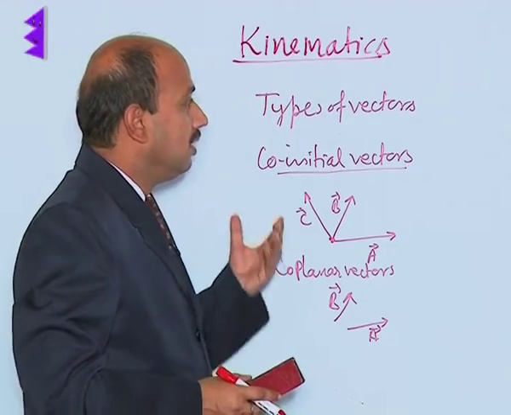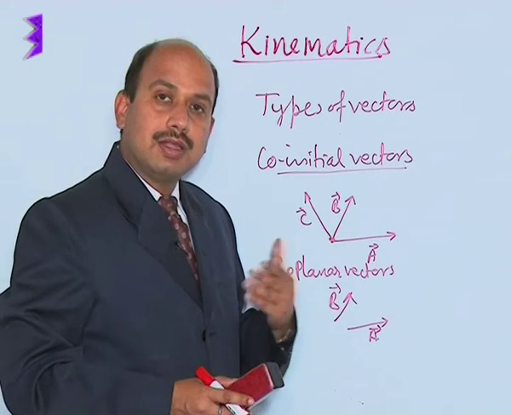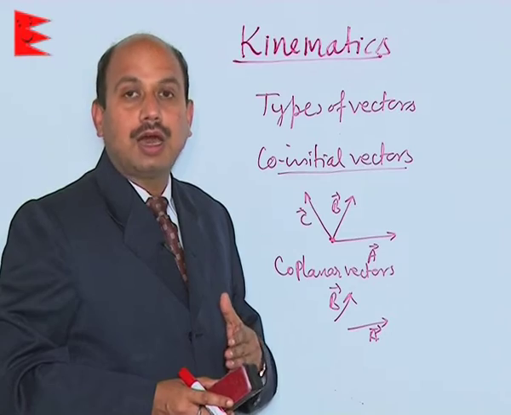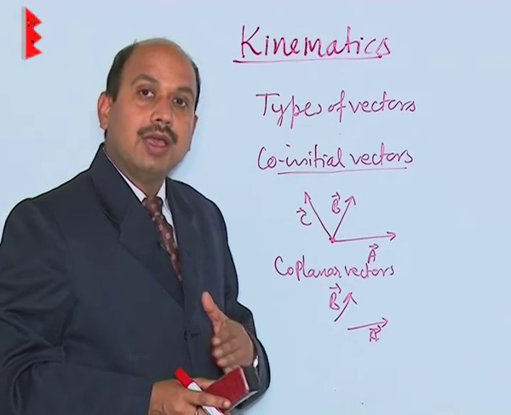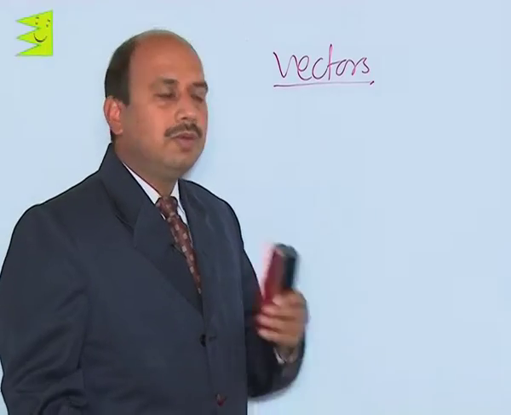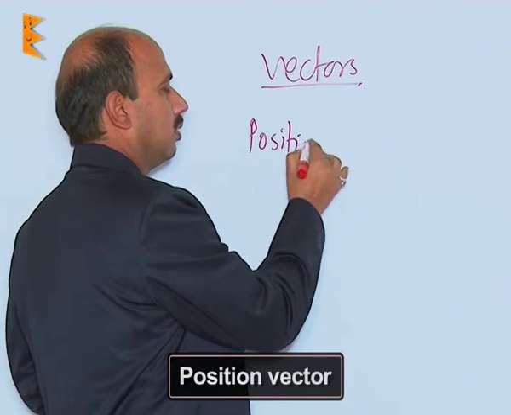So, now these are the different types of vectors. Now, we will see another type of vector, like the position vector and the displacement vector, and how we find displacement; everything we will be doing in the next slide. So, now we will see another type of vector that is called the position vector.